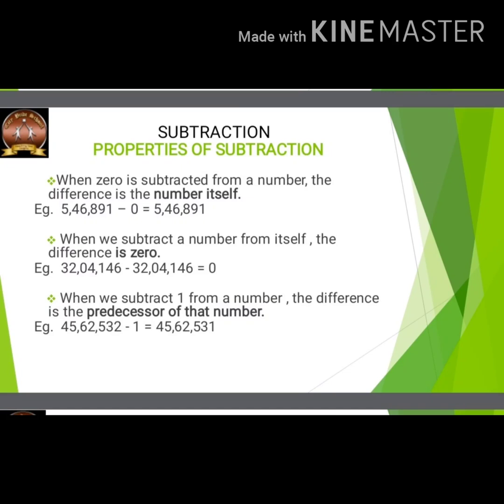The third property, when we subtract 1 from a number, the difference is the predecessor of that number. Now children, I hope again you have to recollect what is predecessor. Predecessor is nothing but the before number. As we have seen successor in addition, here we are dealing with predecessor. Here we take the example 45,62,532 minus 1 will give me 45,62,531. Very simple to understand properties. I hope you please go through it and learn it by heart.